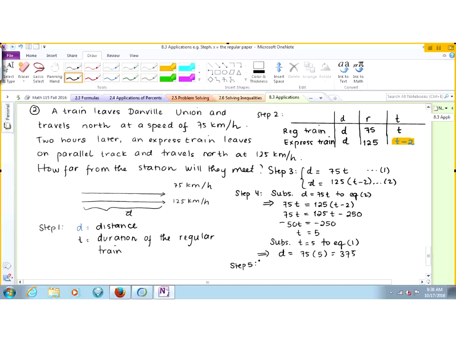Let's read what the question is. How far from the station will they meet? So how do you do it? How would you answer that? How far from the station will they meet? Are you guys okay?